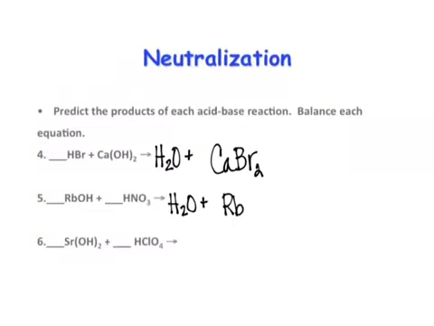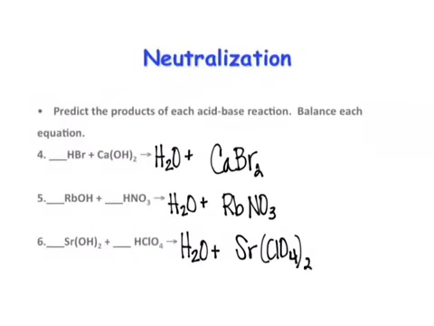And Rb is a +1, NO3 is a -1. RbNO3. And final one. One of the products. Water. That's the easy one. Sr is a +2, ClO4 is a -1. That's it. So we have water, and then all those are salts. Okay? It's all multiple choice.